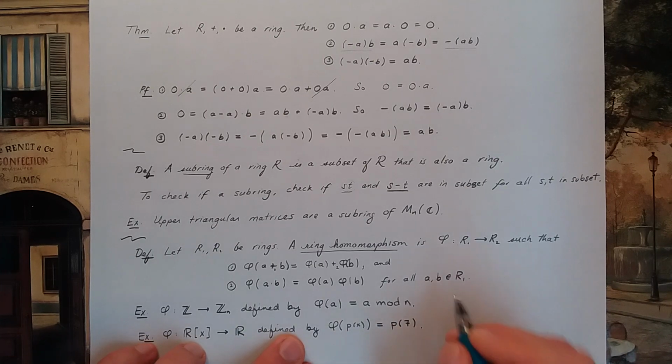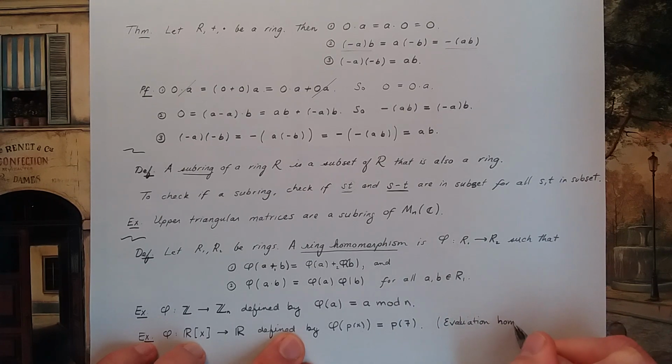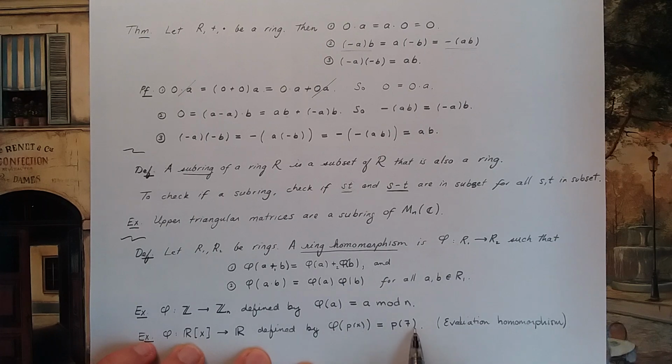It's actually a pretty useful one. This is the evaluation homomorphism. Evaluation homomorphism is the homomorphism you get by plugging in a certain value into X for your polynomial, getting back an element in R. All right, great.